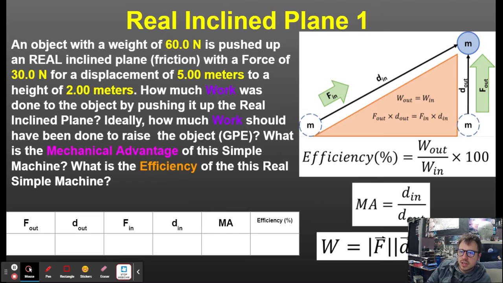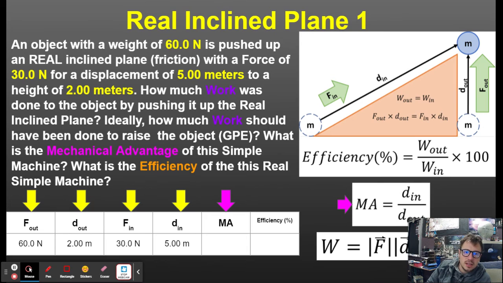So what is the mechanical advantage of the simple machine? What is the efficiency of this real simple machine? So I know everything, right? I know output distance and force, input distance and force. But now I can calculate that mechanical advantage. Now notice, mechanical advantage doesn't have anything to do with the forces, right? It has to do with those distances. So ideally, this machine would multiply my force by 2.5, right? And there's another concept, ideal mechanical advantage and real mechanical advantage, but we're not going to get into that. Just the mechanical advantage doesn't change with the efficiency in this one.